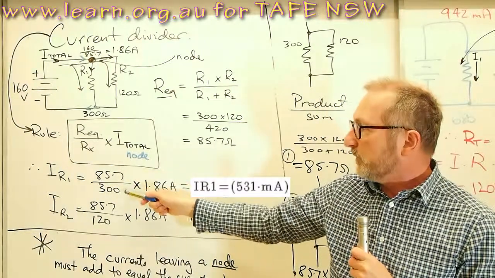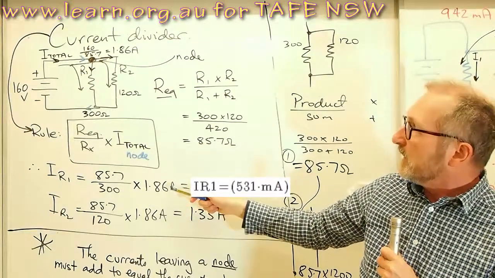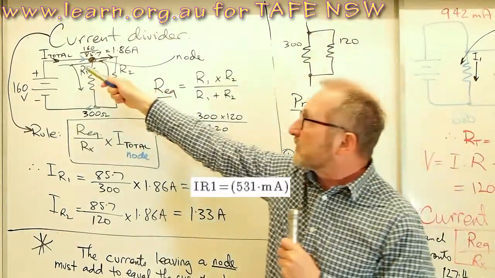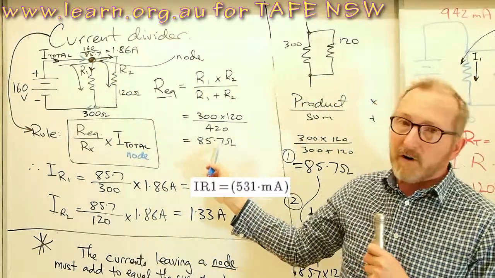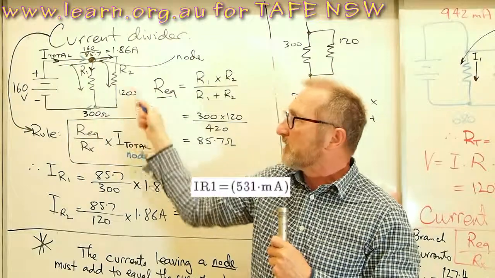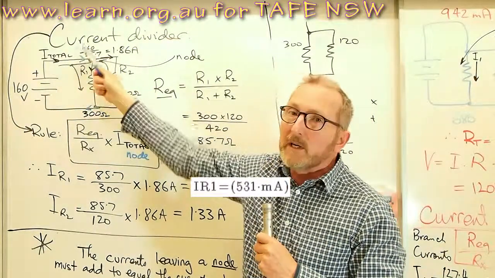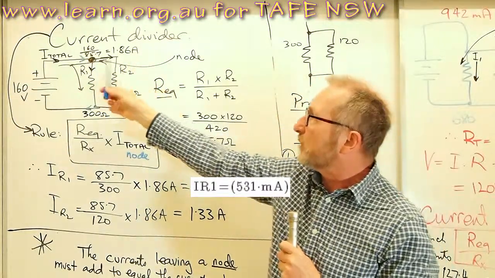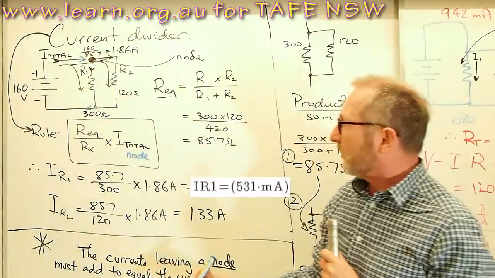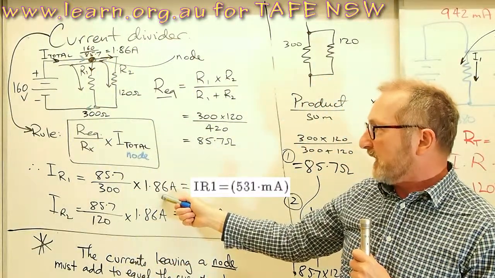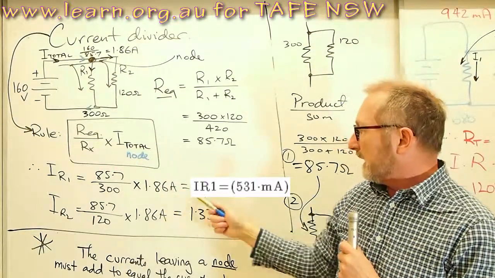So Req divided by the value of R1, 300 ohms, times the total current in the circuit in this case, because knowing that we've got an equivalent resistance of 85.7 allowed me in this very simple circuit to work out the total current flowing in the circuit, which is 1.86 amps. So that 1.86 amps flows into the first node and then it forks into two branch currents. So that's why I have to use it here. It's the I node or I total in this particular circuit.